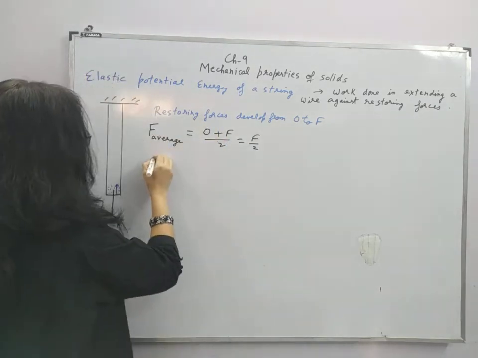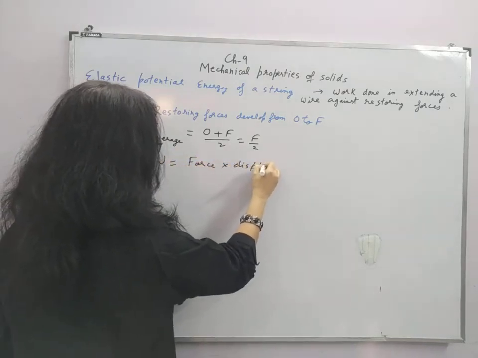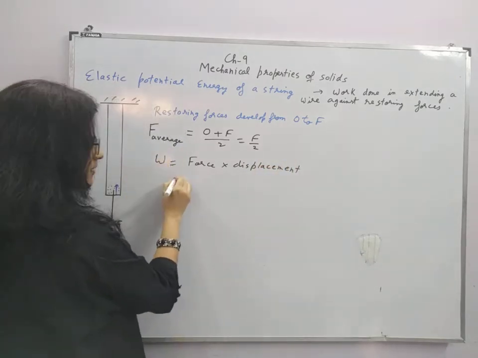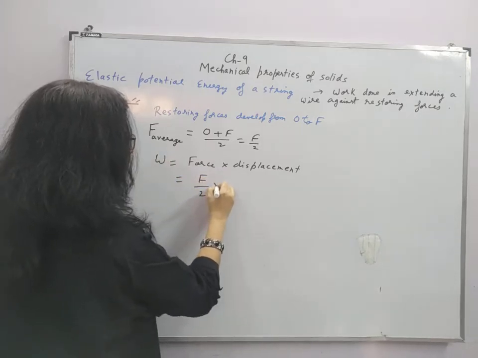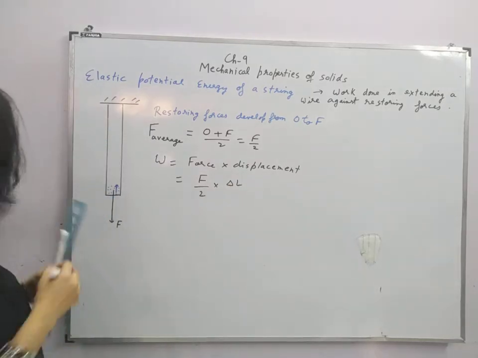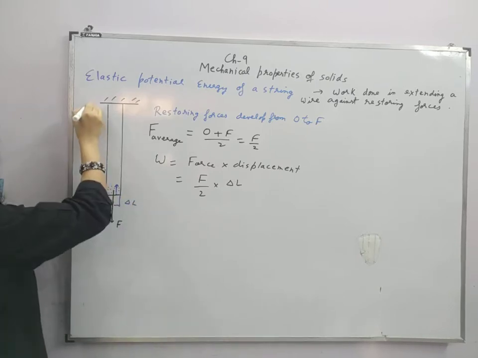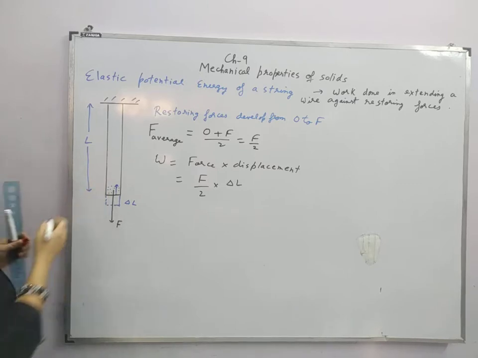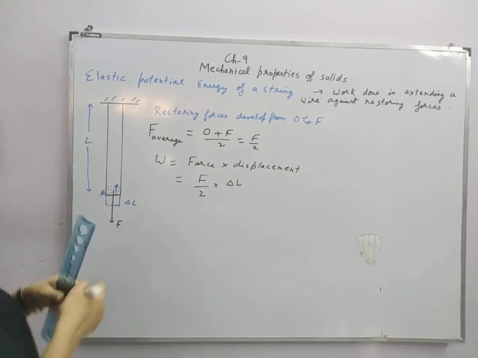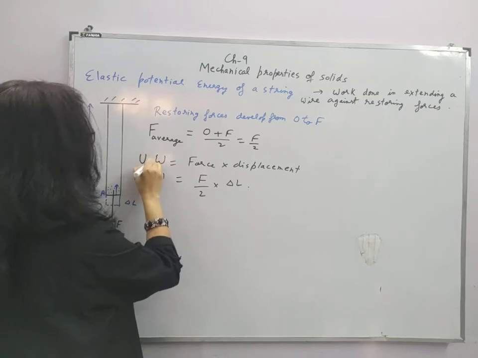So what will be the formula for work? Work is force into displacement. So this work is done against the restoring forces in extending it. So this average force acting into displacement, which is delta L. I have to draw this displacement here. If this is delta L, which is the extension, and this L is here, and the area of cross section I can mention here. So if I multiply this, it is stored as potential energy.